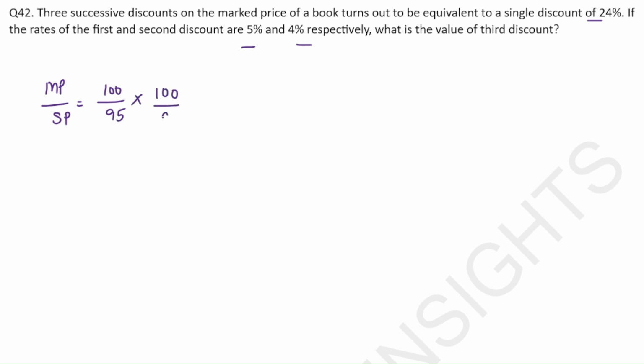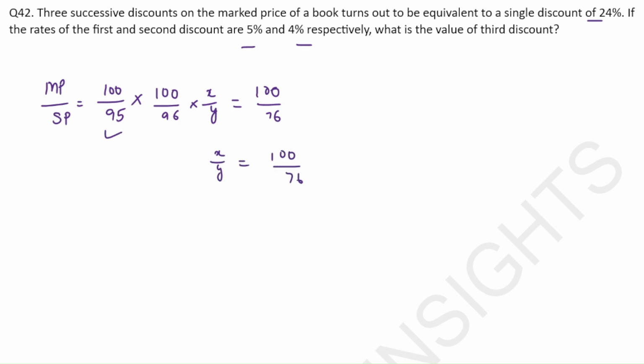So that means the selling price will be 96. And the third discount, we don't know, so we have to find it out. This is equivalent to a single discount of 24%. So that means 100 by 76. So we have to find X by Y.